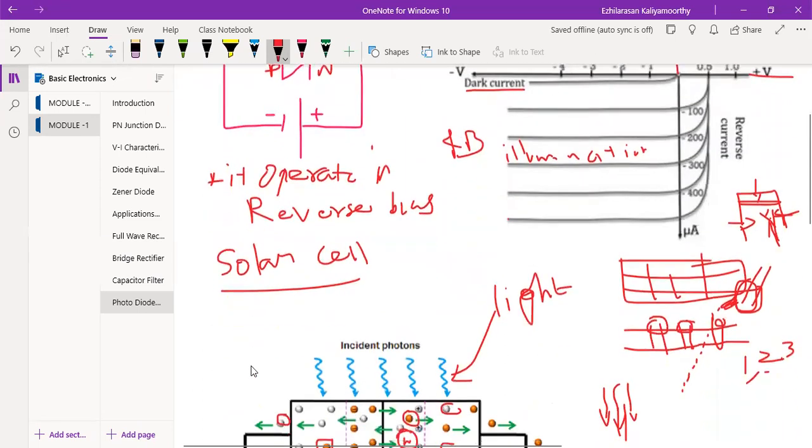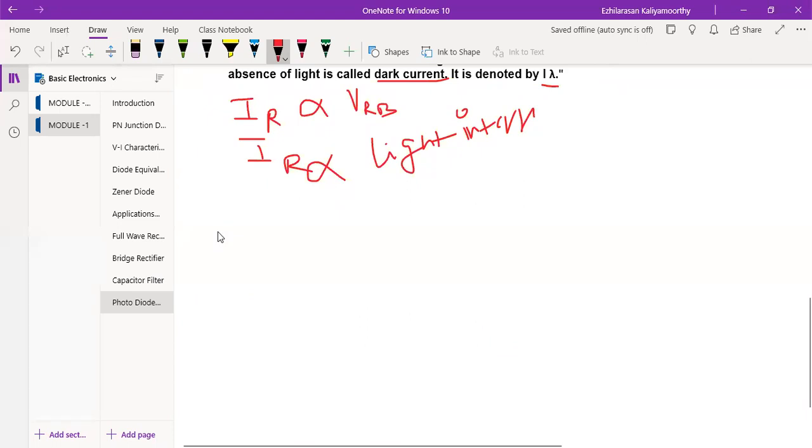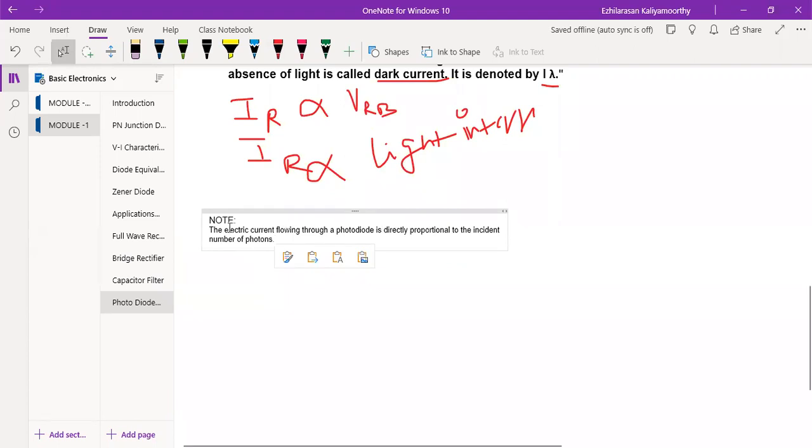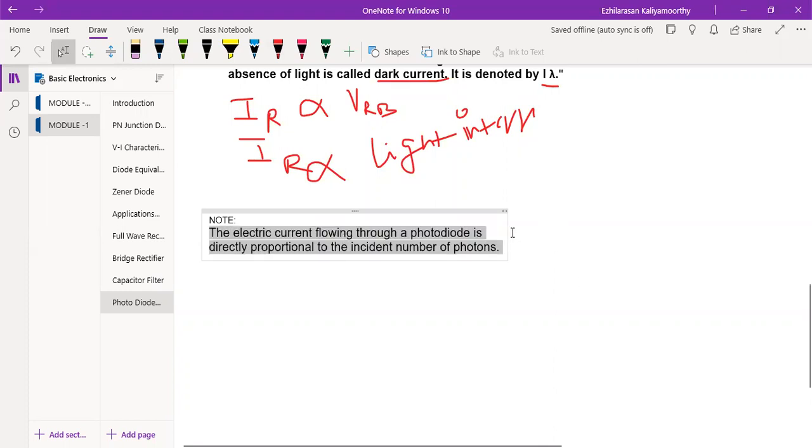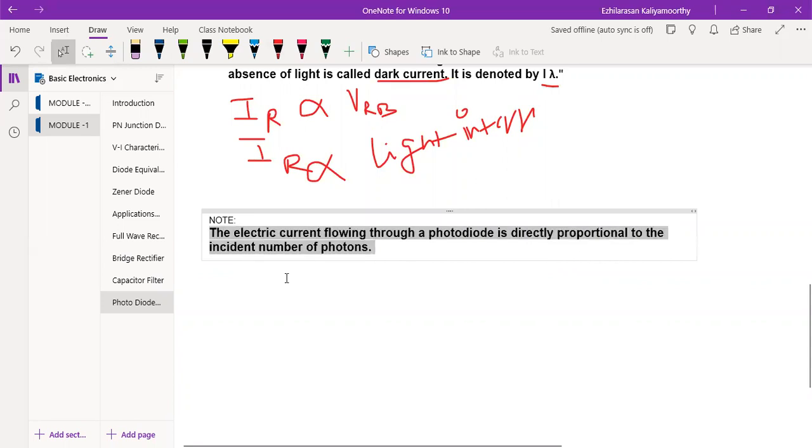Now further, let me write about the wavelength. One more very simple thing: the electric current flowing through the photodiode is directly proportional to the incident number of photons. That point is very, very important.